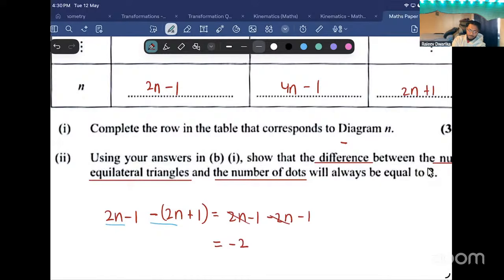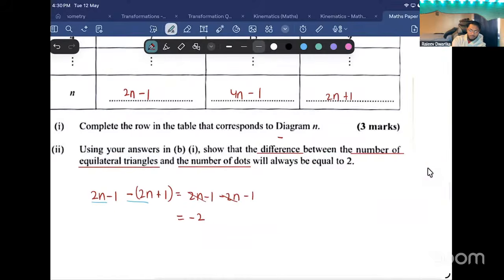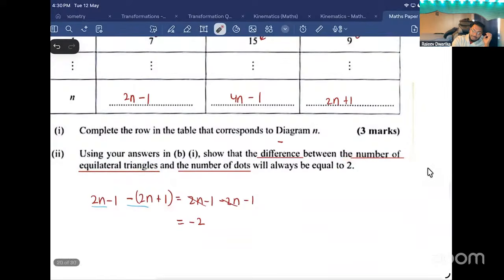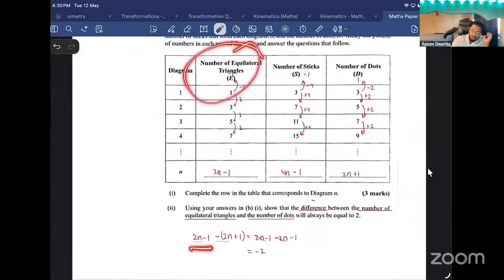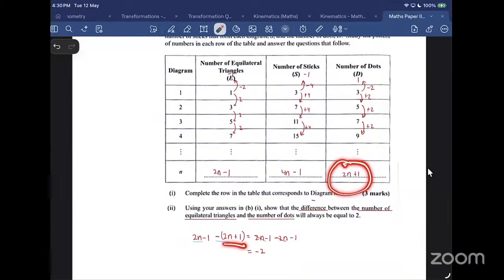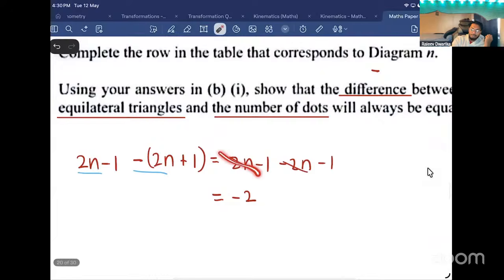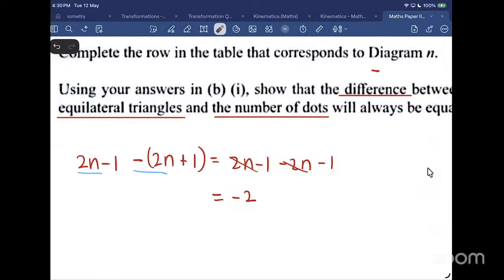I find that they should have stated it backwards though, but this is proof. So again, they're saying the difference between the number of equilateral triangles, which is 2n minus 1, and the number of dots. Do you guys understand that 2n minus 1 is equilateral triangles, and 2n plus 1 is the number of dots? Good. So I'm going to find the difference. Notice that the 2n and the minus 2n cancel off, and that leaves you with what? Minus 2. It will always have a difference of 2.